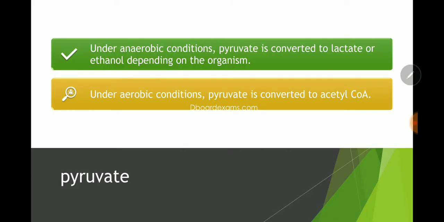Okay, quick, let's go through. So pyruvate is a molecule you have to understand if you're studying glycolysis. Under anaerobic conditions, pyruvate is converted to lactate or ethanol depending on the organism. Both lactate and ethanol are 3 carbon molecules. Under aerobic conditions, pyruvate is converted to acetyl CoA. Keep that in mind.